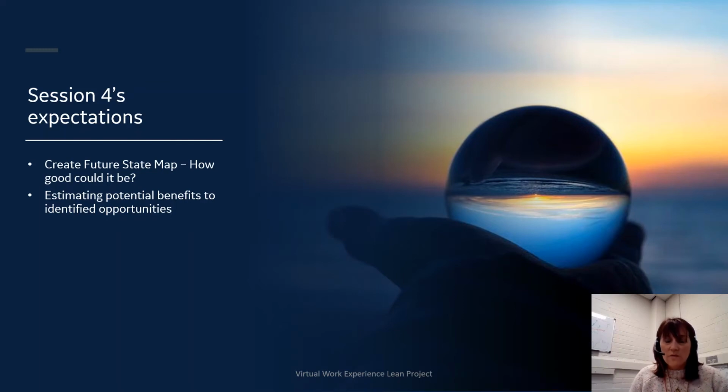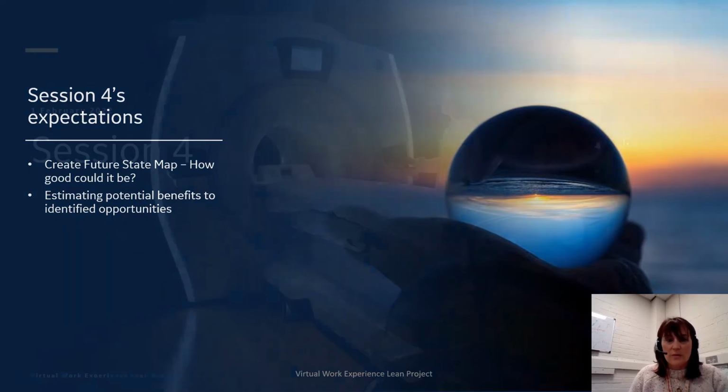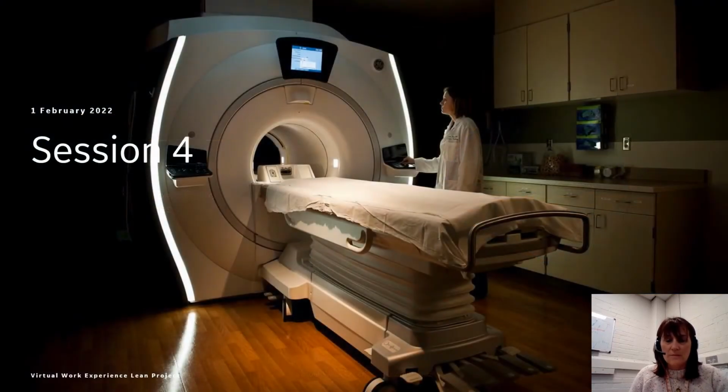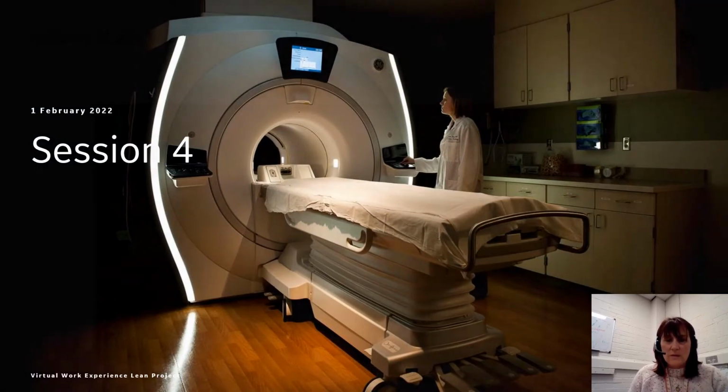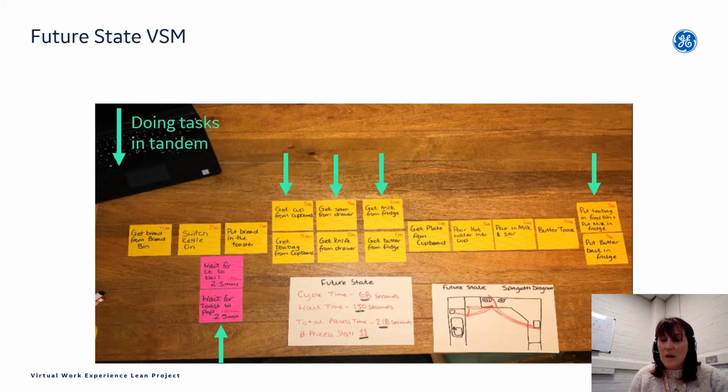So we'll go over session 4, but a quick explanation for 4 is going to be the future state. So once you've removed all your issues and all your waste, what should your future state look like? And what are the benefits that that's going to bring, the changes that you're going to introduce? Okay, so we'll go through session 4. So this is my now future state.